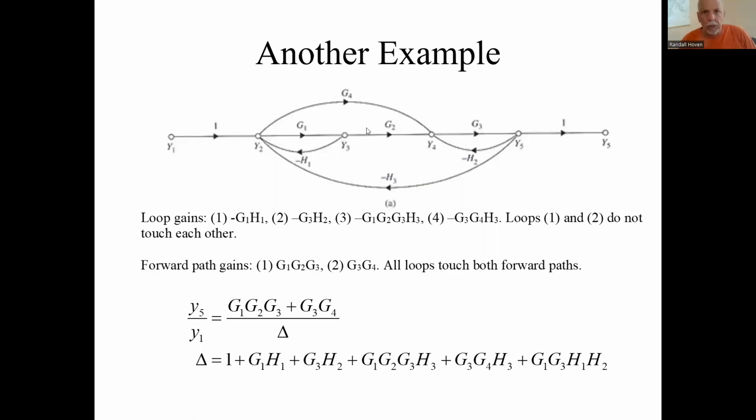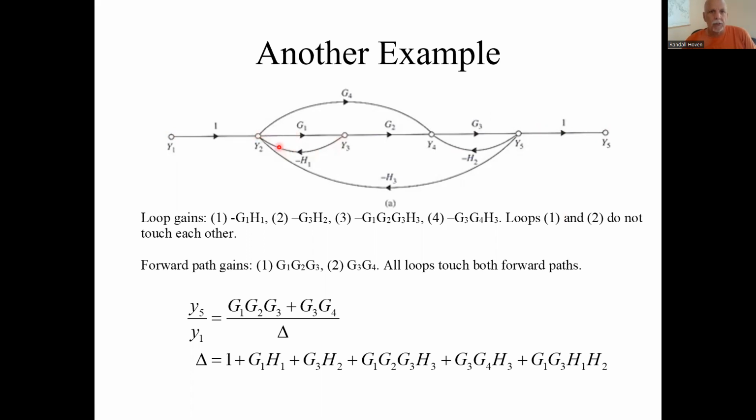Okay, I'm doing another example of Mason's formula. So far, we've done it from input node to output node. In a second, we'll do it between other nodes. But let's do this one from end to end. Let's look at all the loops.